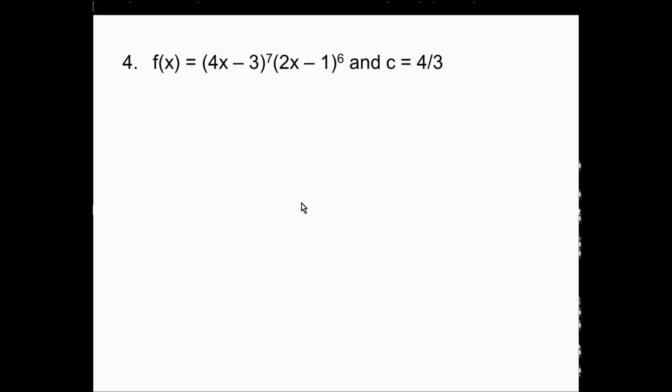Number 4, I've got f(x) = (4x - 3) to the 7th times (2x - 1) to the 6th, and my value of c is 4/3. Again, we check: does 4/3 make a factor equal to 0? 4 times 4/3 is 16/3, and 16/3 minus 3 is not 0. 2 times 4/3 is 8/3, and 8/3 minus 1 is not 0. So it's not a 0 of f, so it's neither crossing nor tangent at x equals 4/3.